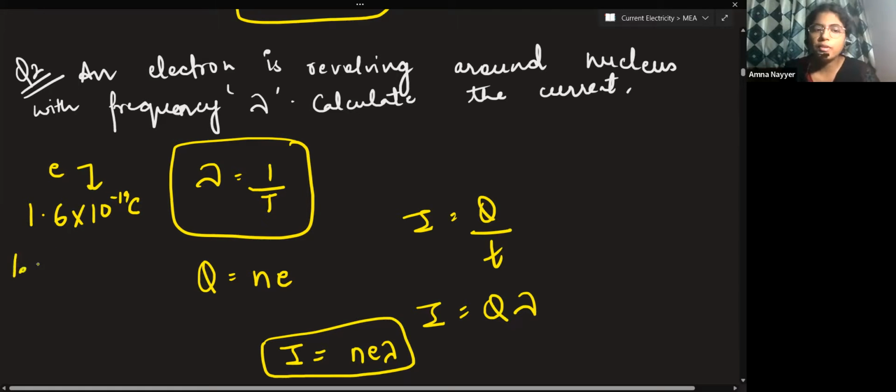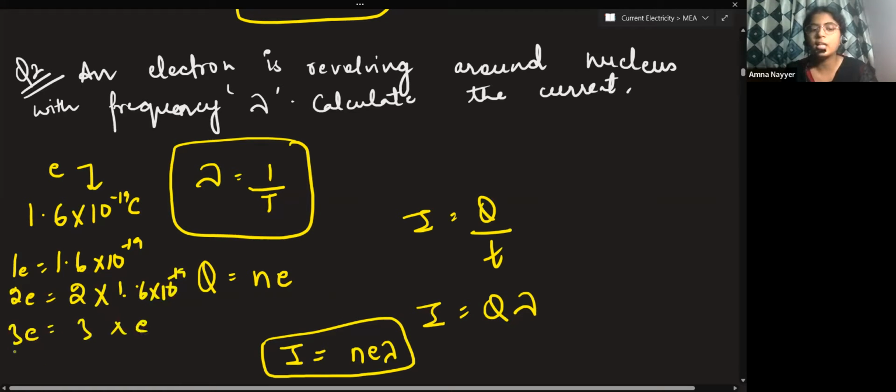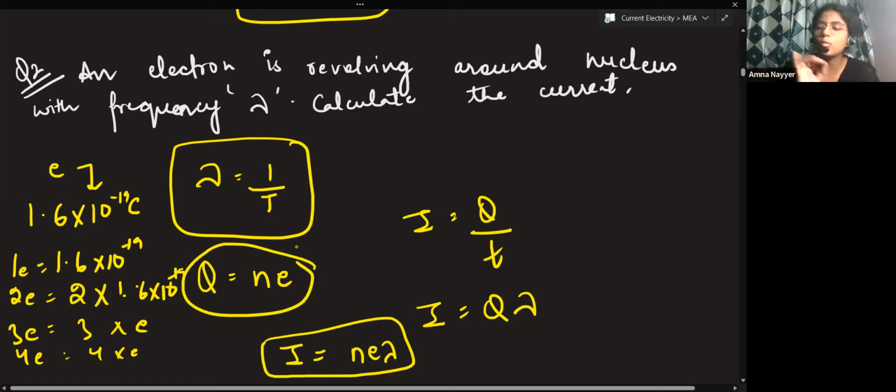Means for one electron, the value will be 1.6 into 10 to the power minus 19. For two electrons, it will be 2 times 1.6 into 10 to the power minus 19. For three electrons, it will be 3 times this value. For four electrons, it will be 4 times this value. So it is basically N times E. So this is quantization of charge. So why are we writing this as NE?